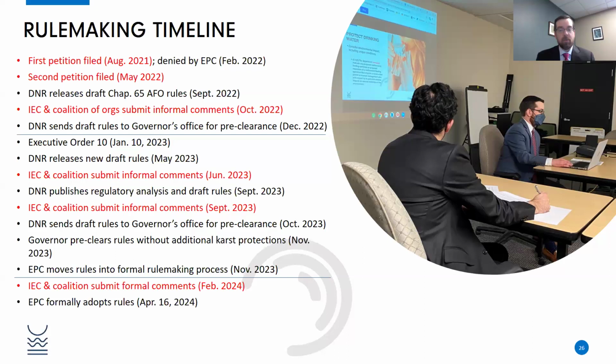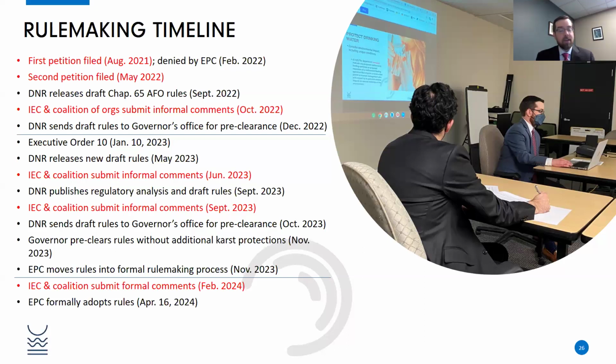Following that, DNR came out with a new version of their rules. We commented on it with a number of partners. DNR did the regulatory analysis, that cost-benefit analysis required by the executive order, and we commented on that as well, along with a new draft of the rules. And finally, in October of 2023, DNR sent those rules to the governor's office for pre-clearance.